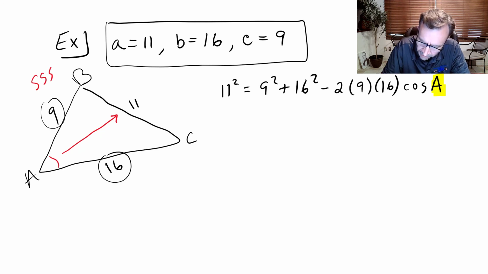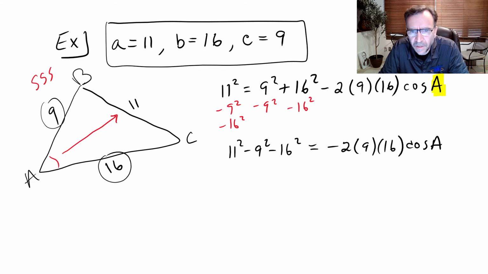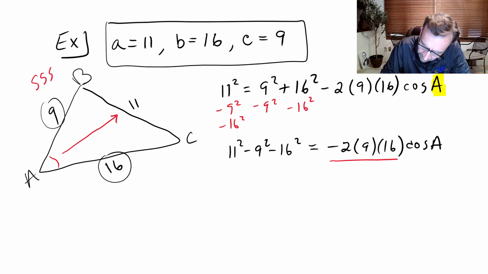And so we'll go ahead and isolate that cosine first by subtracting 9 squared on both sides, and then subtracting 16 squared on both sides. Now you can do this now or later, it doesn't matter. I'm going to choose to do it later. So I'll just leave it as 11 squared minus 9 squared minus 16 squared equals negative 2 times 9 times 16 cosine of A. Again, I can make that calculation if I want, but I'm just going to finish up the algebra here. So dividing by negative 2 times 9 times 16 should isolate cosine.